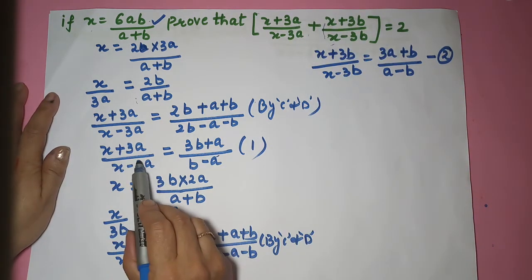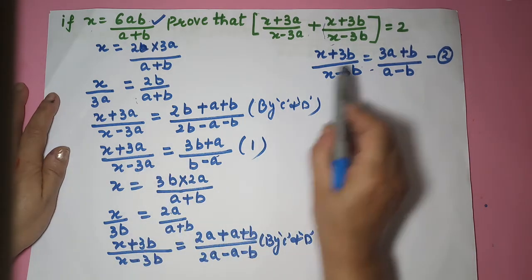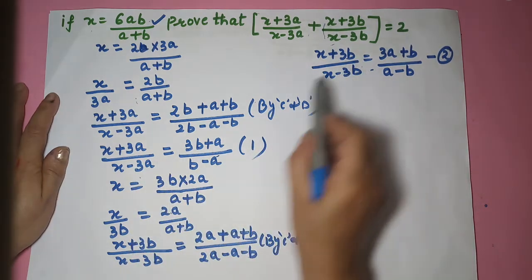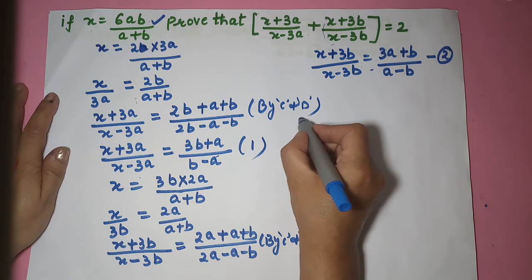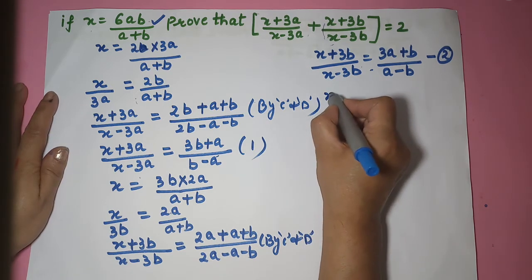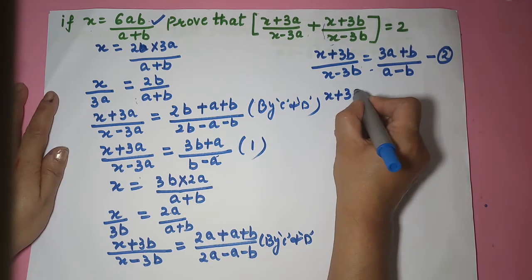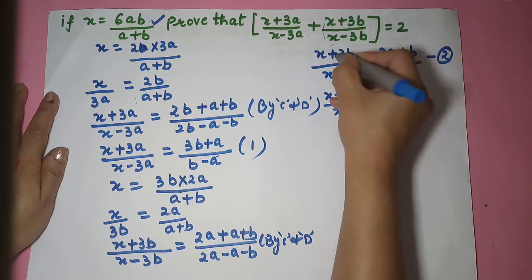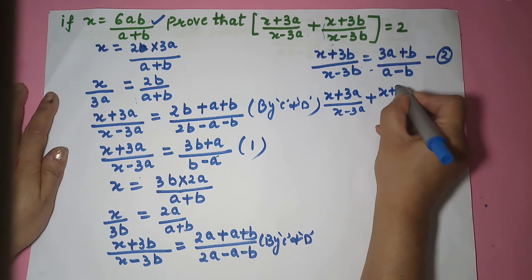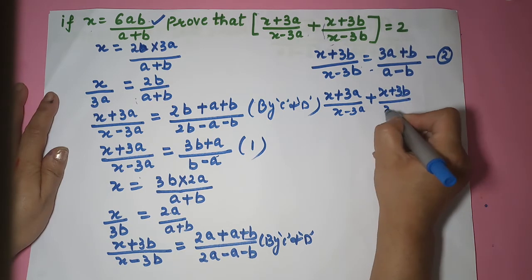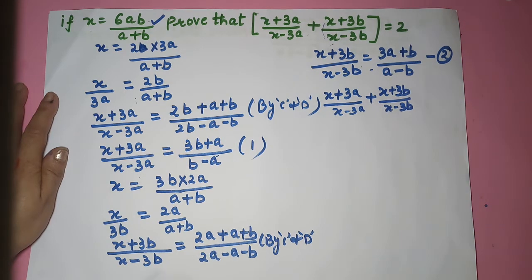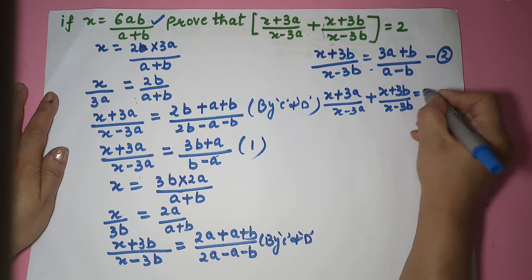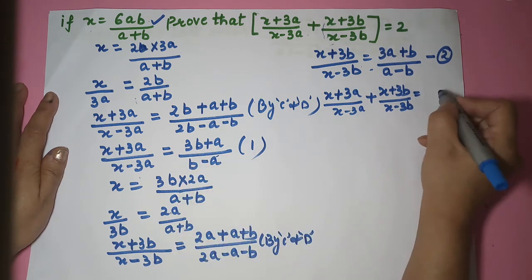Does that mean I have to add these two equations? Right? So when I add these two equations, what will I get? I am adding the left hand side, (x plus 3a) upon (x minus 3a) plus (x plus 3b) upon (x minus 3b). Now this is equal to, what is the left hand side part of this?